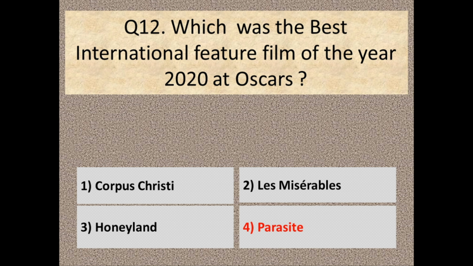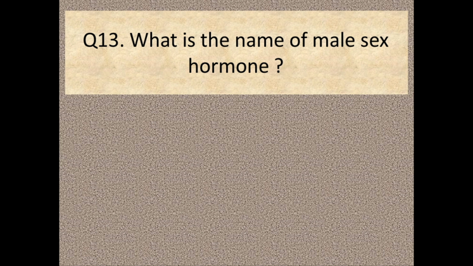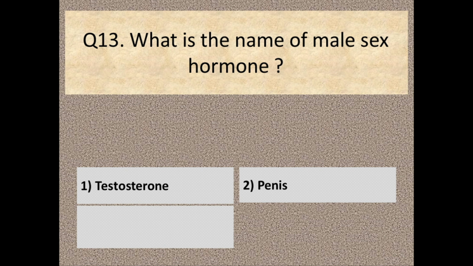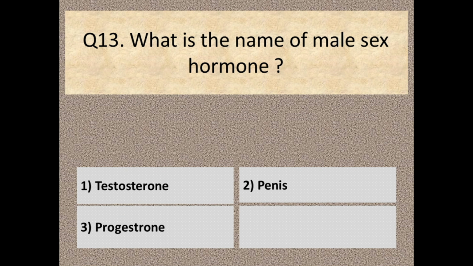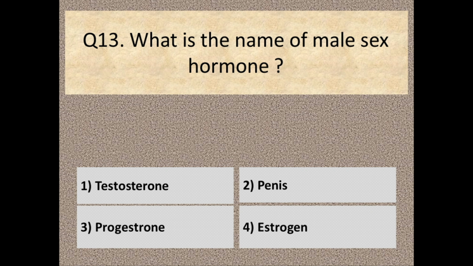Next. Question 13. What is the name of male sex hormone? And the options are: Option 1, testosterone. Option 2, penis. Option 3, progesterone. Or, Option 4, estrogen. And the answer is, Option 1, testosterone.